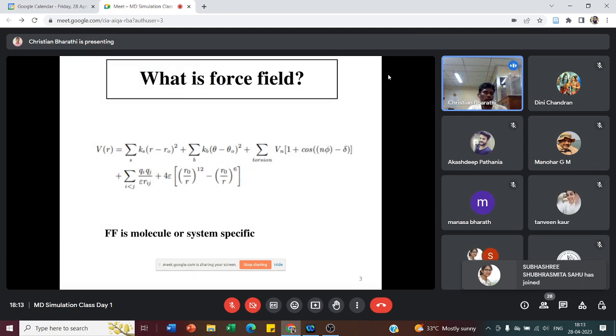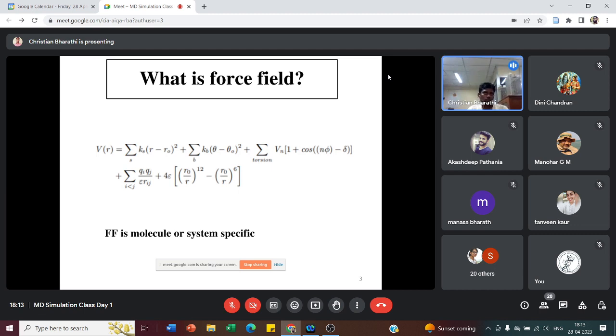There are mixed force fields, and many force fields are there, and every force field has its own advantage. They are specially designed for particular purposes, so targeting a particular molecule, they constituted the force fields.